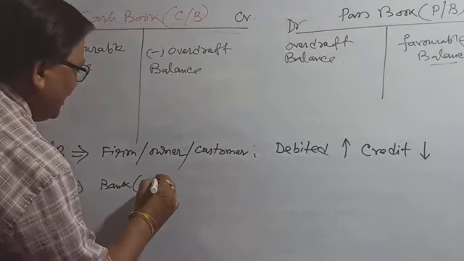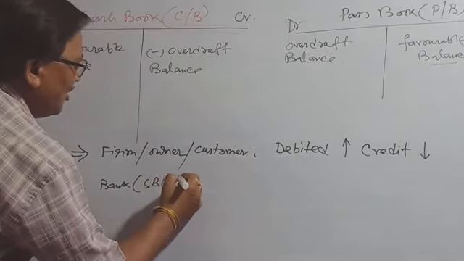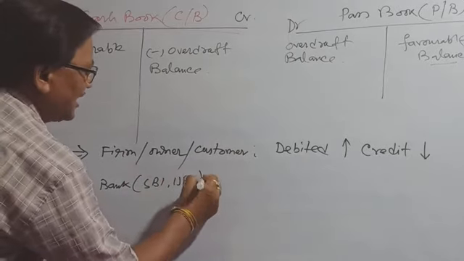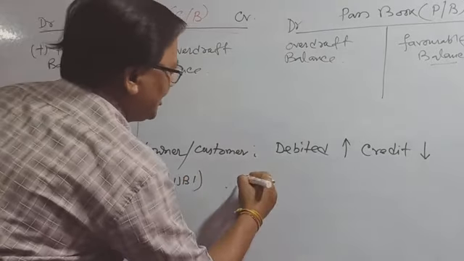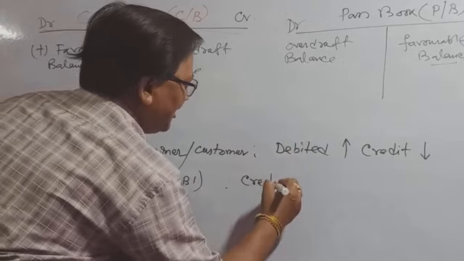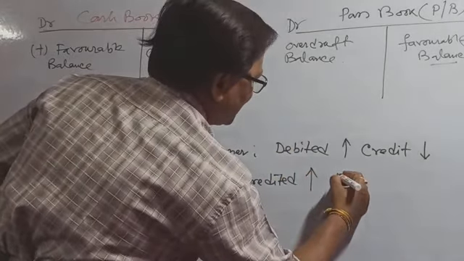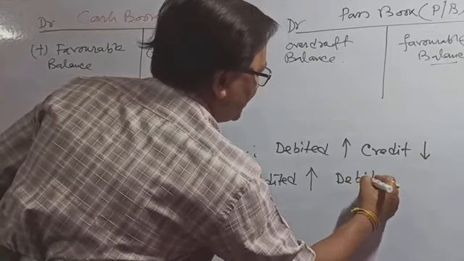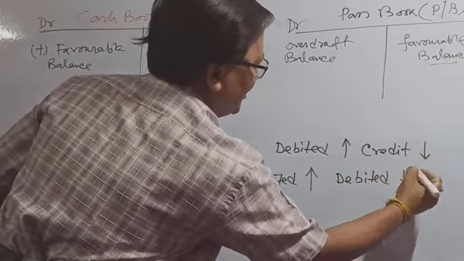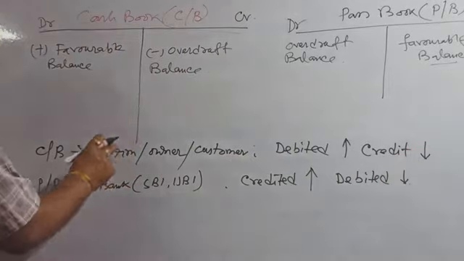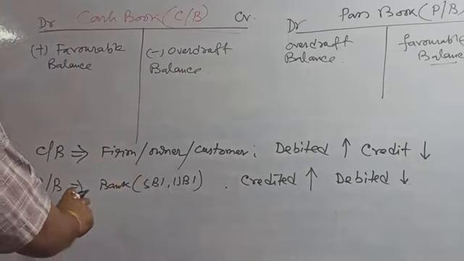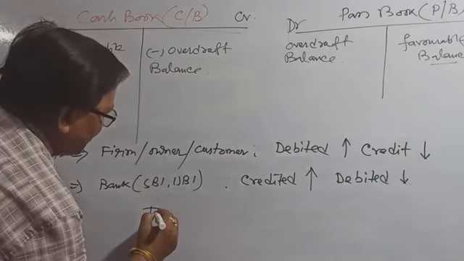Now PB, the passbook, is maintained only by the bank, either State Bank of India or UBI, etc. Now that is the opposite entry. When the passbook is credited, the balance increases. When the passbook is debited, the balance decreases.